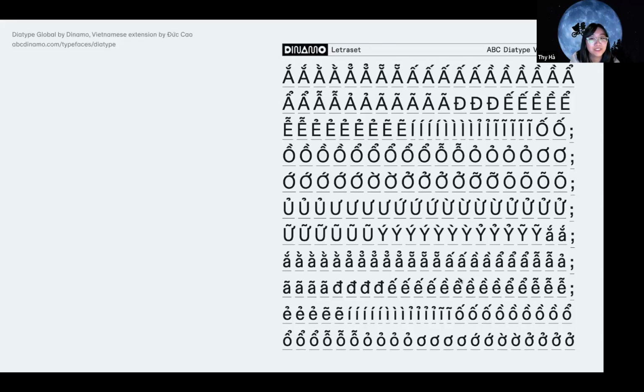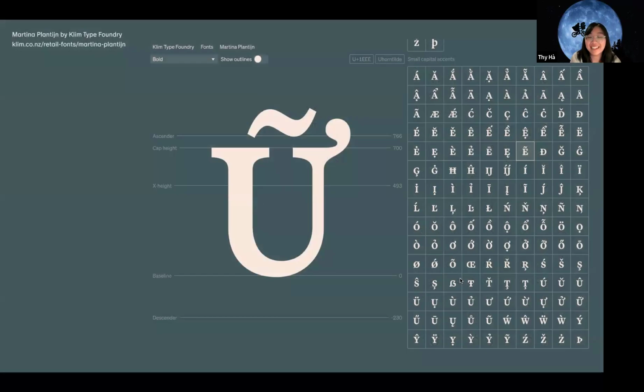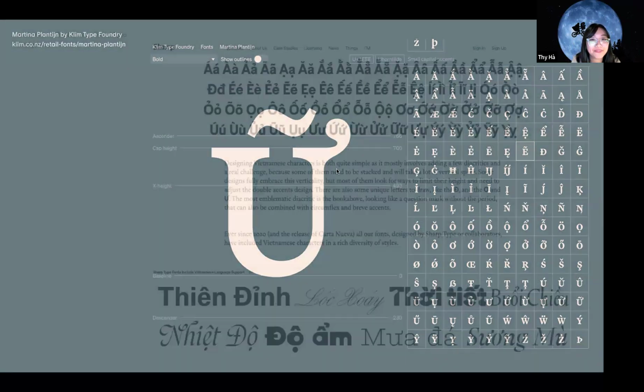And then Dynamo also started adding Vietnamese in their library as well. Like this is Diatype Global. They also do it for other language scripts as well. And also Cream started adding Vietnamese in their library. Really good. And you can see here one example of adding the horn in the serif for the U. It's always problematic for me because I'm not too sure whether it should be removing the serif or connecting it, or where the horn could be. But I think this is a really nice way of drawing the U horn.